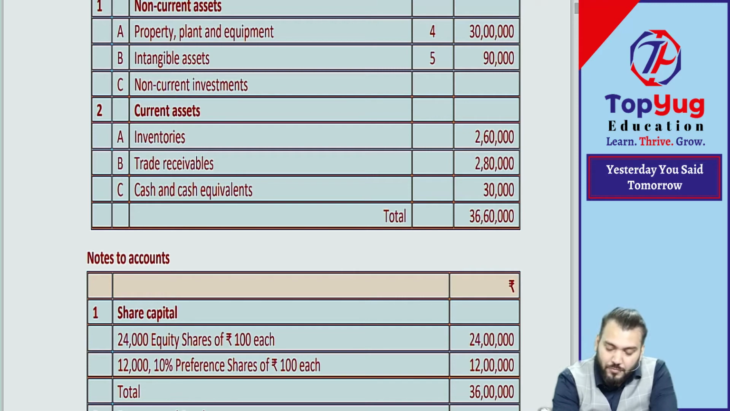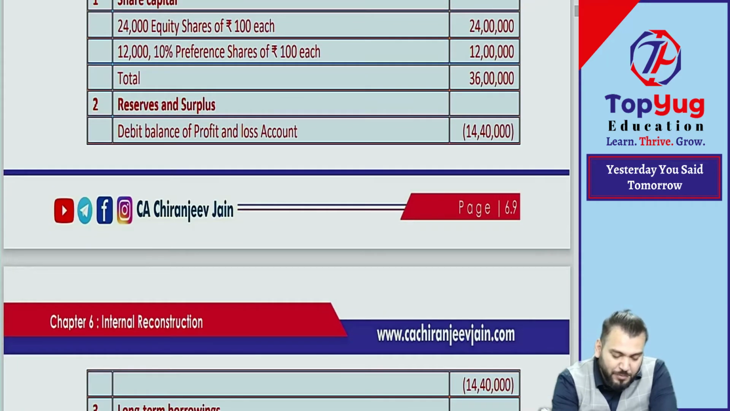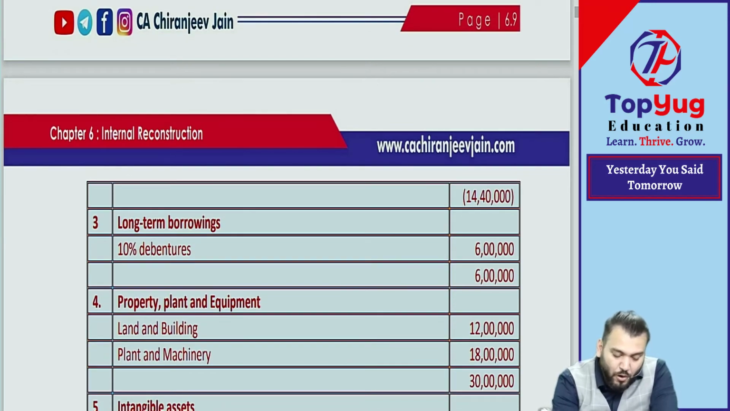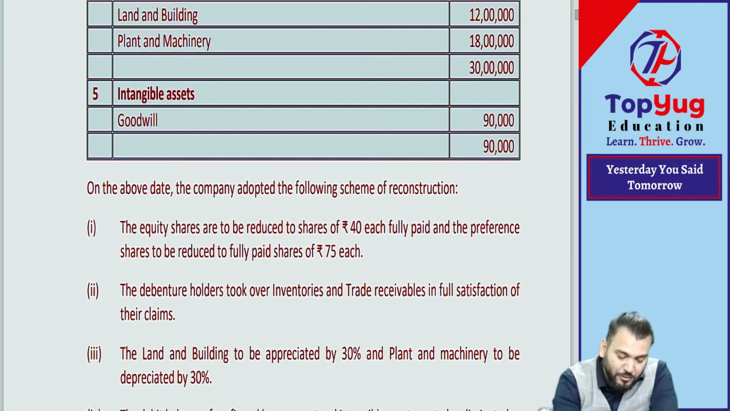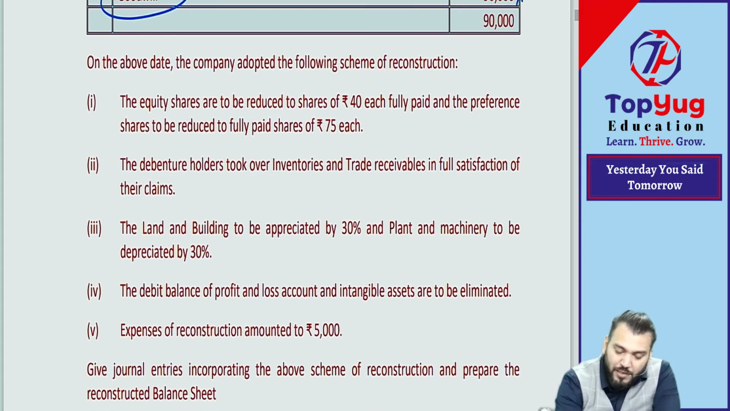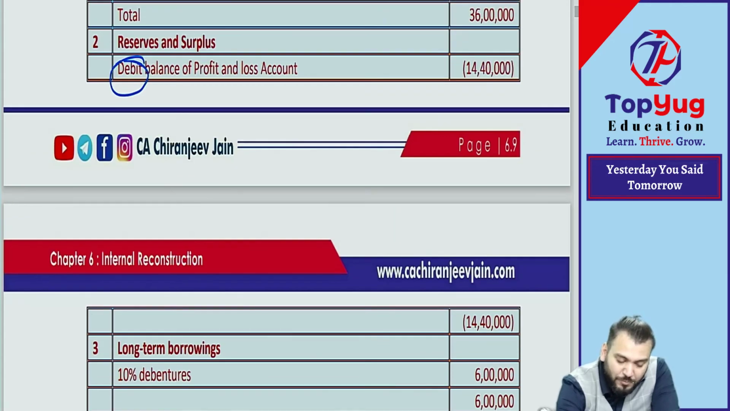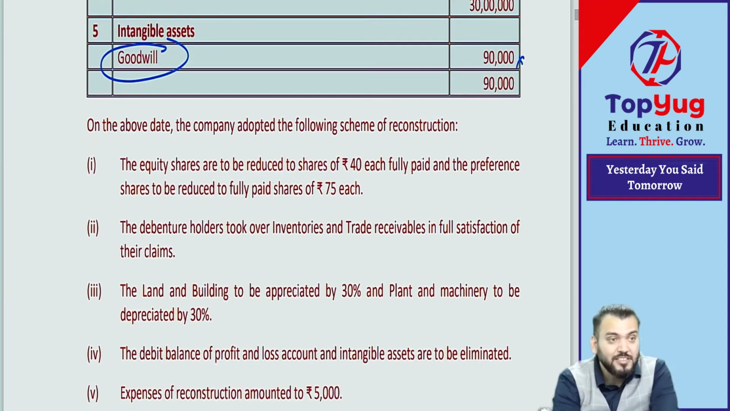Then you can see they have given notes to accounts: share capital, equity shares, 10% preference shares, reserve and surplus, debit balance. In this chapter it will always be a debit balance only. Long-term borrowing, 10% debenture, property, plant and equipment, intangible asset, goodwill. So always you should give a star mark to goodwill and the debit balance of P&L account, because this needs to be written off even if the question is silent.